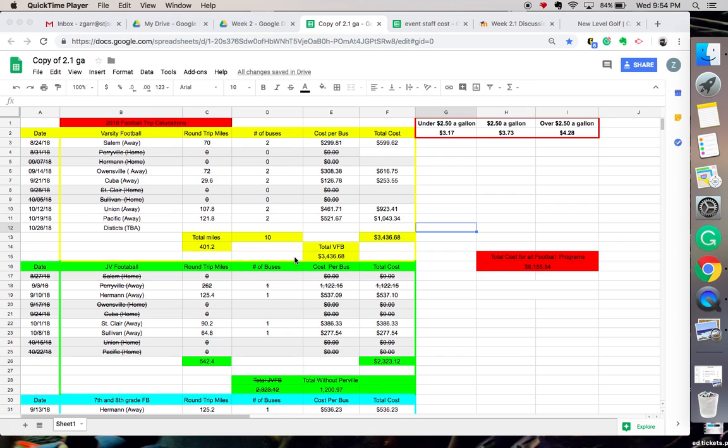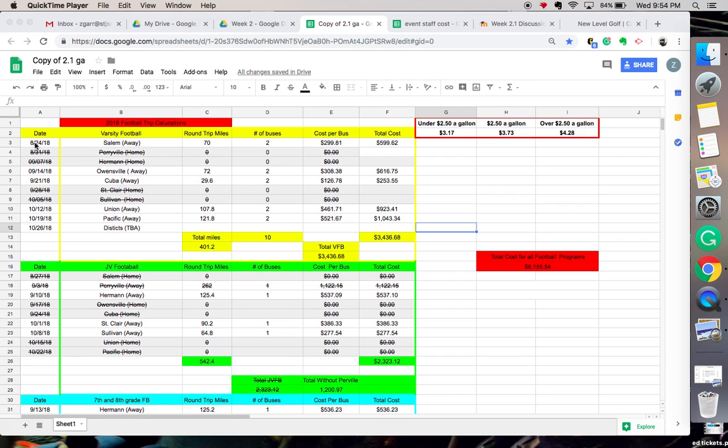For all my trip calculations, I have our price per gallon for the escalator cost. So everything is going to be calculated by $4.28, since diesel fuel is over $2.50 a gallon.